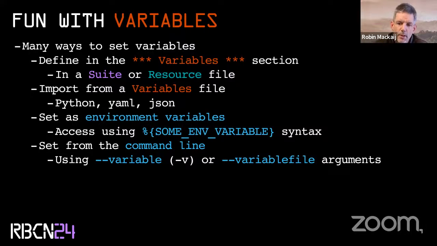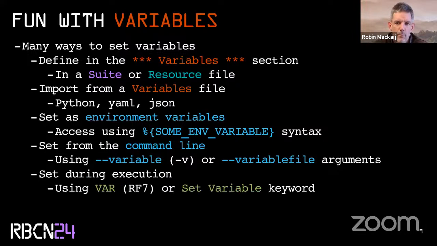Then we can pass variables into a robot run by the command line, setting them as variables, or have a variable file, the YAML, the JSON, that you pass through the command line. And we can set them during execution. We can use the new VAR syntax since Robot Framework 7, or the Set Variable keywords, different flavors we have for them.